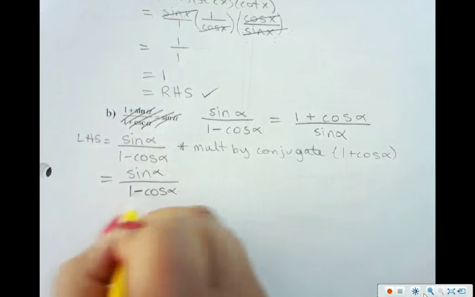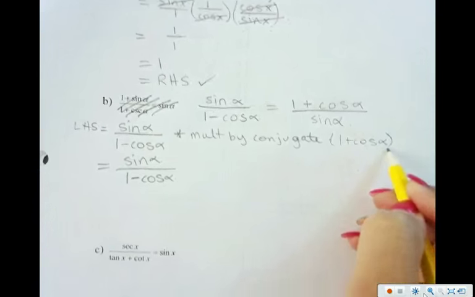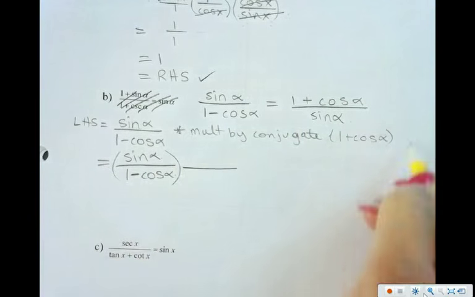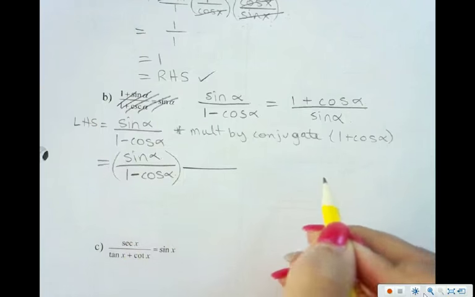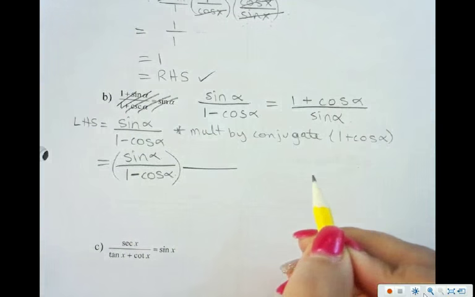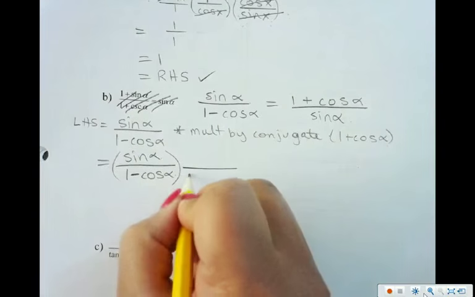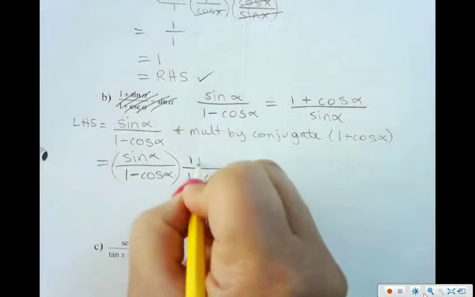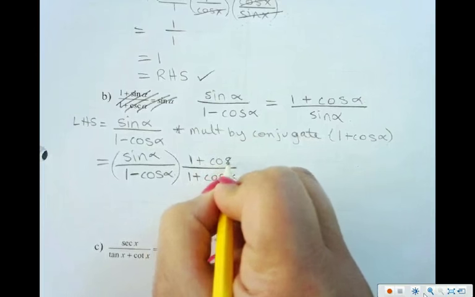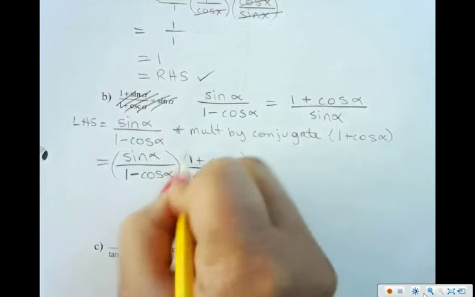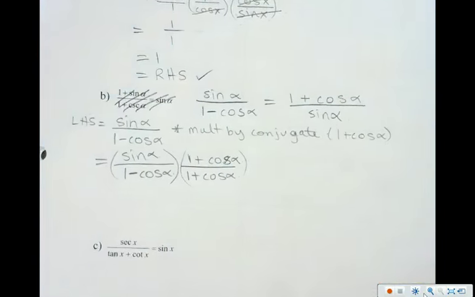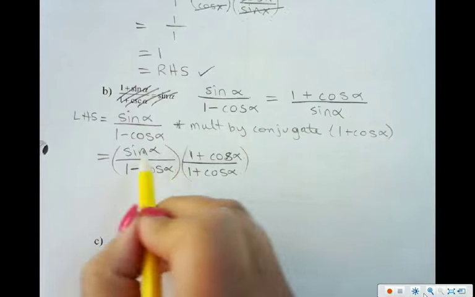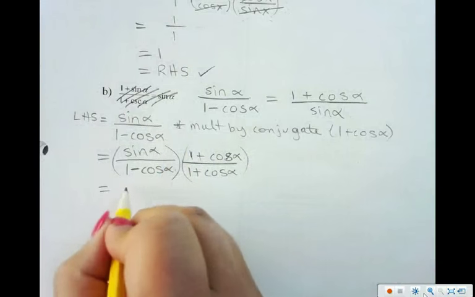I can't just introduce a 1 plus cos theta, can I? No. What do I have to do if I want to introduce something new? I have to use the property of multiplying by 1. So if I want to multiply this 1 plus cos alpha, I have to create a 1. So this is my 1 that I'm creating, okay, because it reduces to the same thing. And then I could multiply my numerators through.